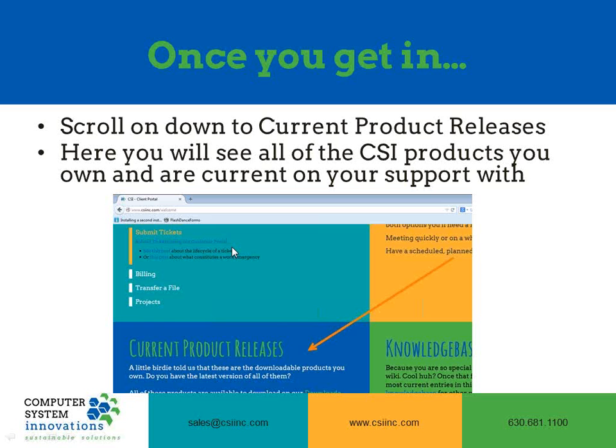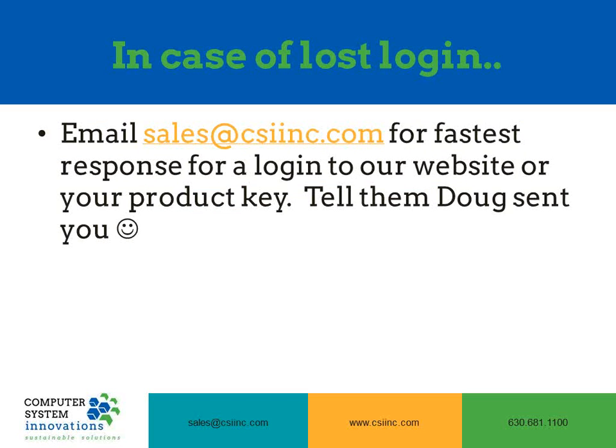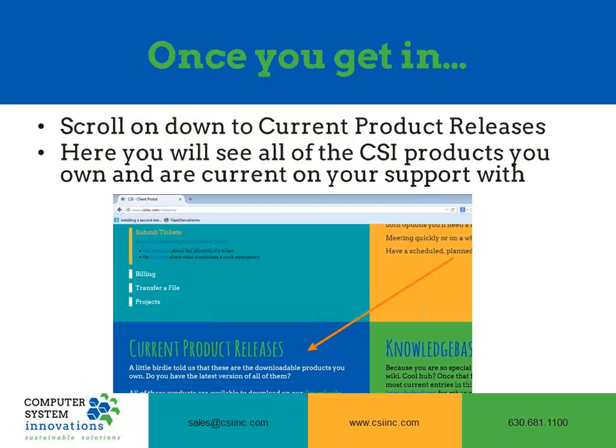Once you are finally logged in, go ahead and scroll down here to Current Product Releases, and you're going to see every product you own. So if you don't see a product you thought you owned here, it means that your software maintenance has lapsed. And in that case, once again, just go ahead and email Zach at sales@csiinc.com, and he's happy to take your credit card to renew that maintenance.